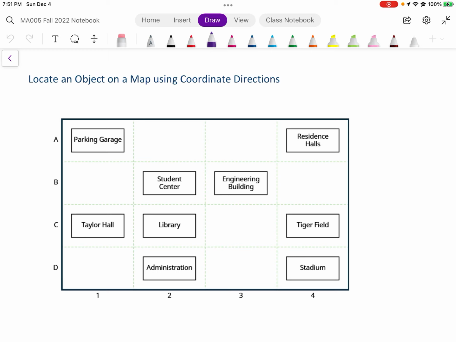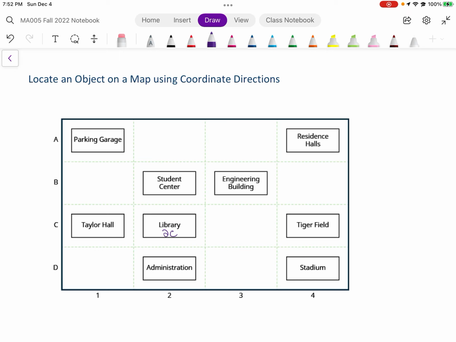So imagine that they created this grid system and put all of these different buildings in it, and nothing's quite this square, but just bear with me here. So let's look at the library. The library, we would go over to 2, right? And then we would go up to C. So the library is at 2C. Okay, so the 2 is like the X, and the C is like the Y, if you're familiar with that at all.